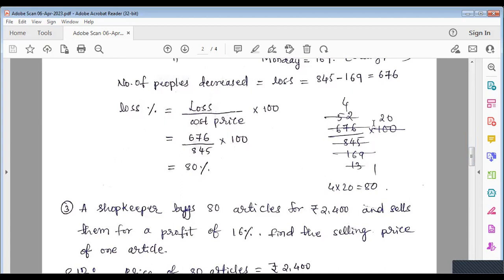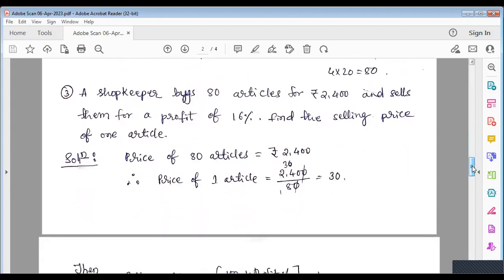It goes completely, and it gives 0.8. You can see this carefully. And this 0.8 into 100 is there, so it is in terms of percentage. So it is 80%. That means there is a decrease of 80% of people who are visiting the zoo on a Monday.